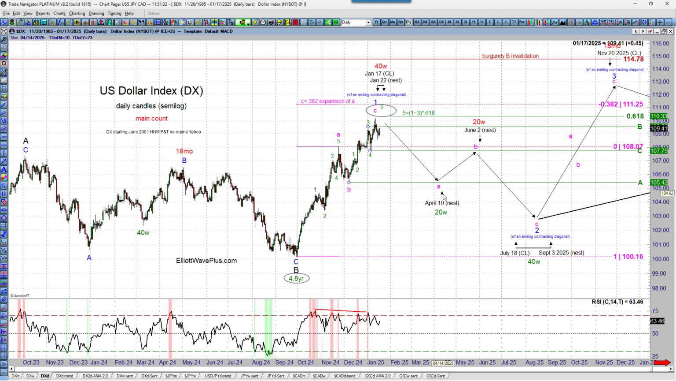So looking for a downside move down into mid-April, up into early June, then down into somewhere between mid-July and early September, the next 40-week cycle trough. So the expectation is a turn to the downside, but it is possible that it hasn't peaked quite yet.